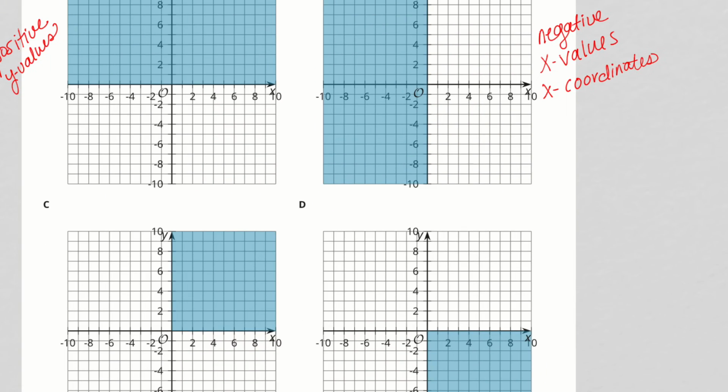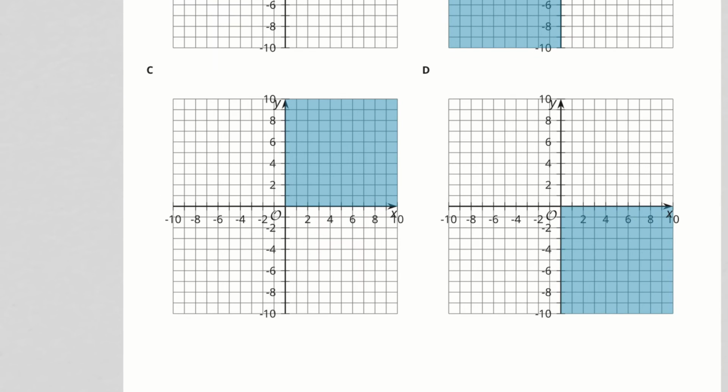What would we say for graph C? They both have positive x and y values. Okay, so positive x and y coordinates.